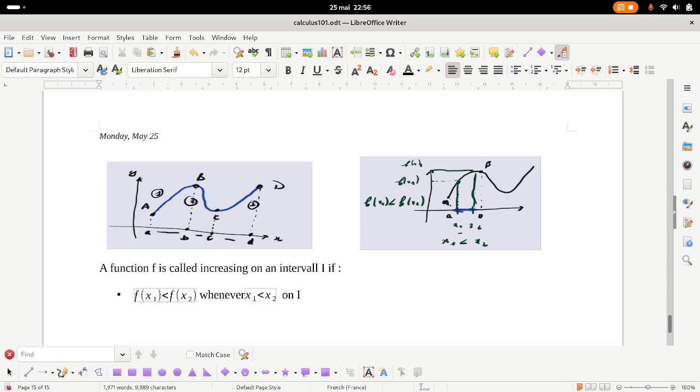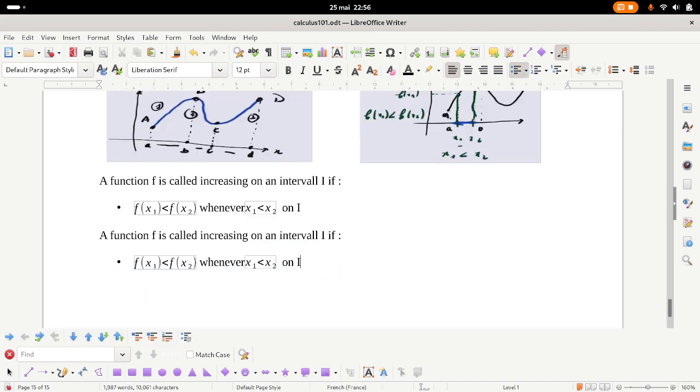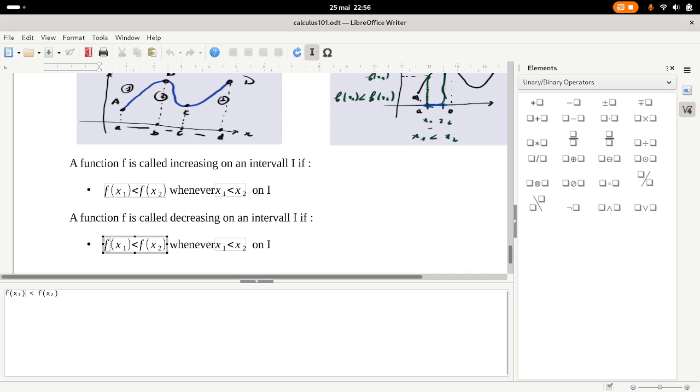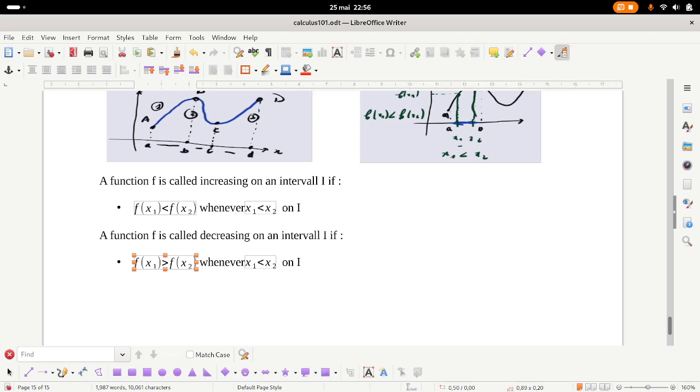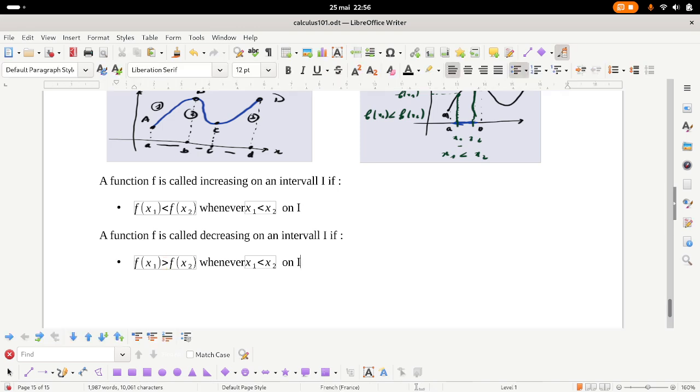Same thing, it is called decreasing on an interval E if f(x1) is strictly over f(x2) whenever x1 is lesser than x2. Okay, and I will finish with an example.